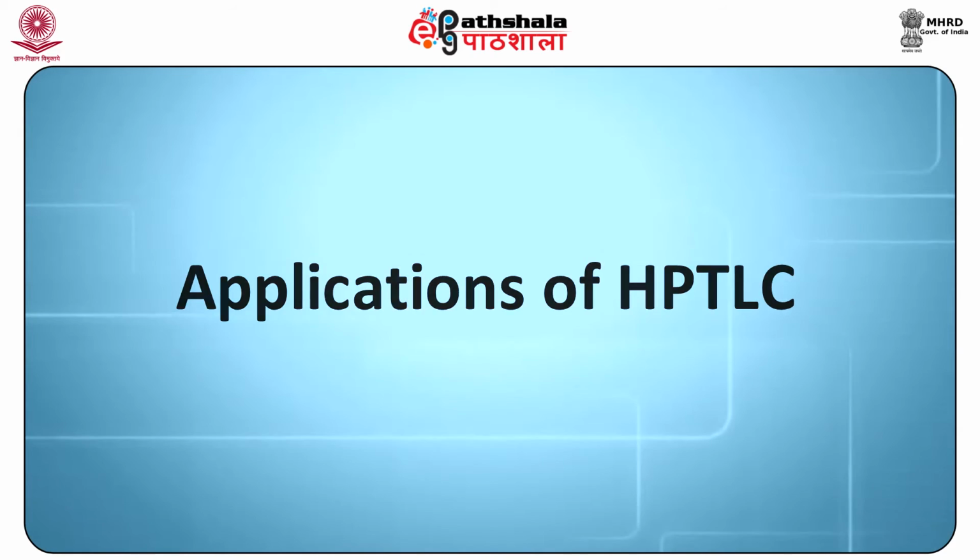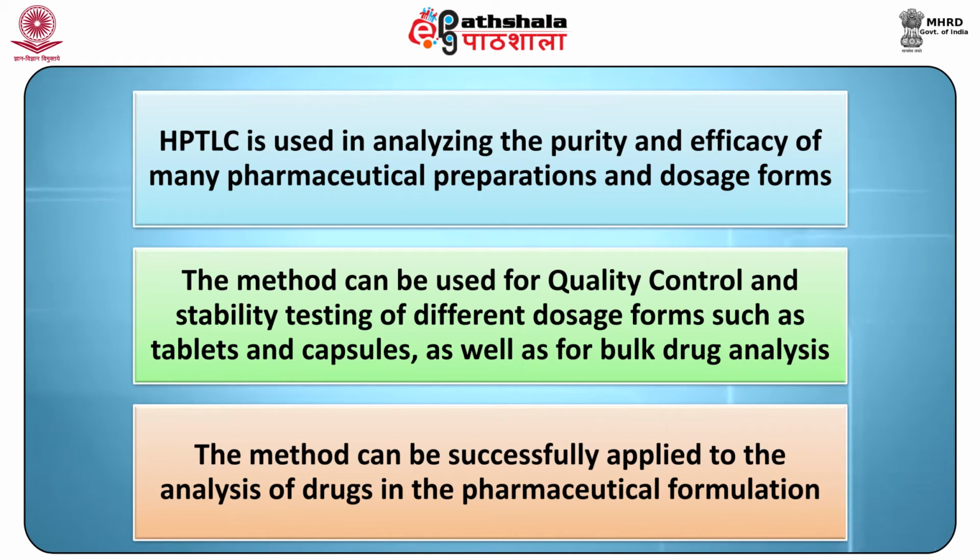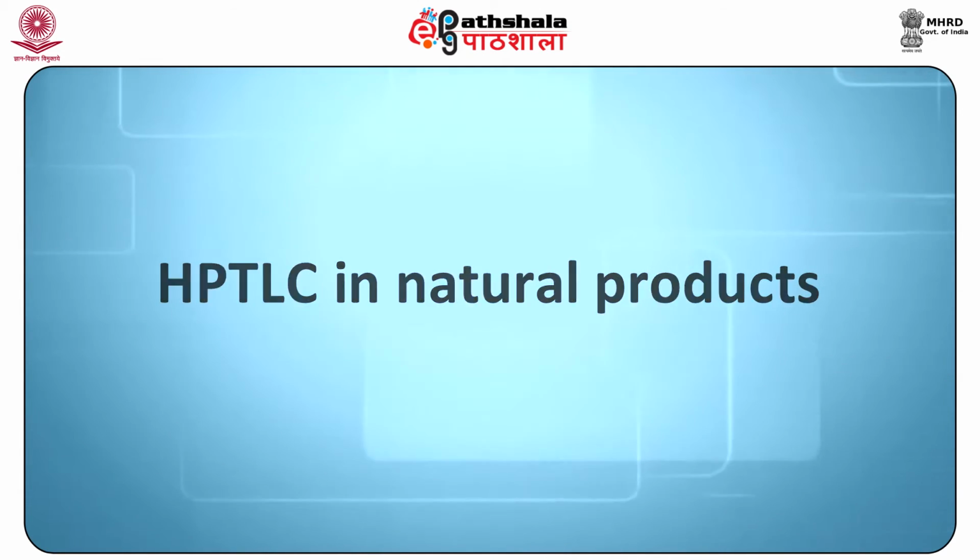Applications of HPTLC. HPTLC in pharmaceutical products. It is also used in analyzing the purity and efficacy of many pharmaceutical preparations and dosage forms. The method can be used for quality control and stability testing of different dosage forms such as tablets and capsules, as well as for bulk drug analysis. The method can be successfully applied to the analysis of drugs in pharmaceutical formulations. HPTLC in natural products.